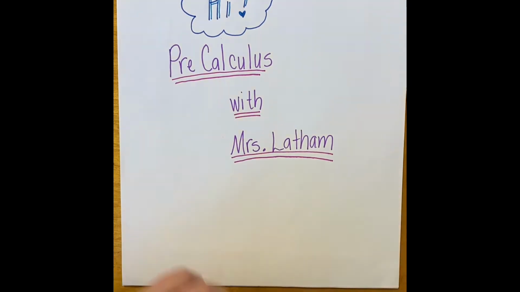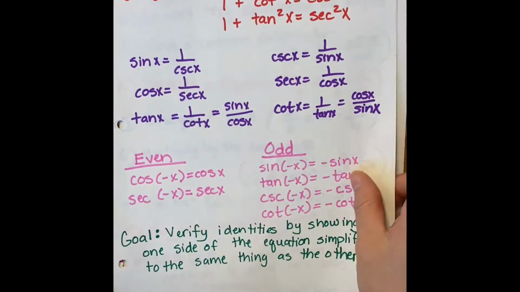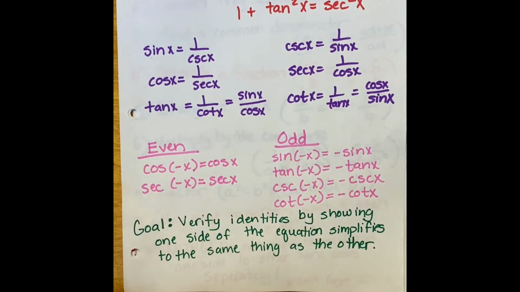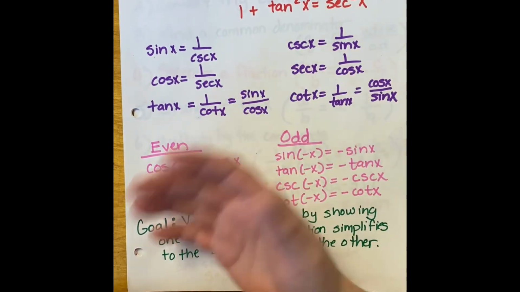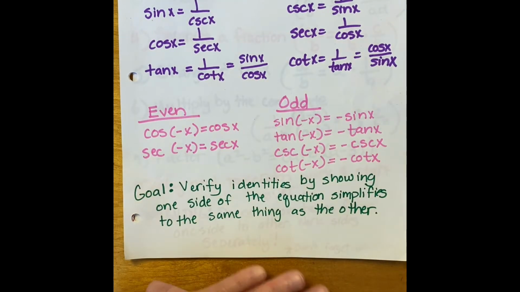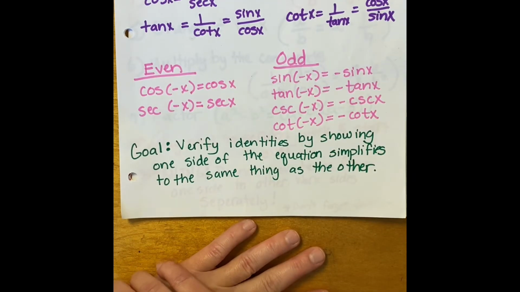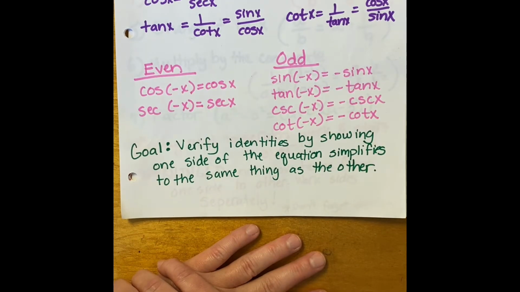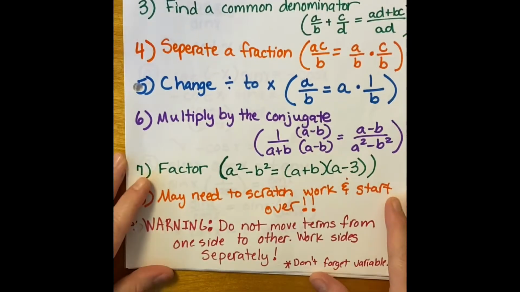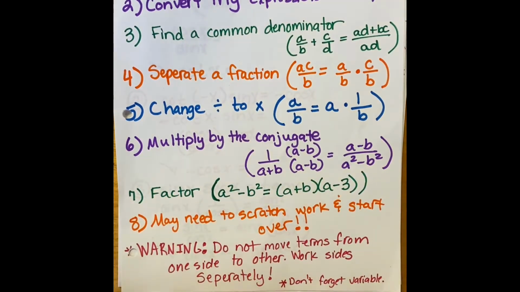In our last episode, we had just started discussing verifying trig identities. We wrote these down in class. The Pythagorean identities, which I know you all have memorized, the trig ratios, even and odd functions, and just as a reminder, our goal is to verify identities by making one side look like the other through a series of transformations using said formulas. We also wrote down some strategies that have been time tested and approved.